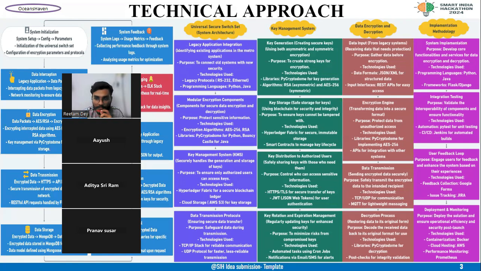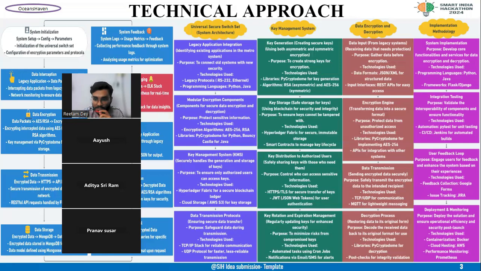And next, finally, the implementation methodology. System implementation. The purpose is to develop core functionalities and services for data encryption and decryption. The technologies we are using are Python and Java, with the Flask framework. Integration testing. The purpose is to validate the interoperability of components and ensure functionality. The technologies we are using are PyTest for unit testing and Jenkins for CI/CD automated builds.